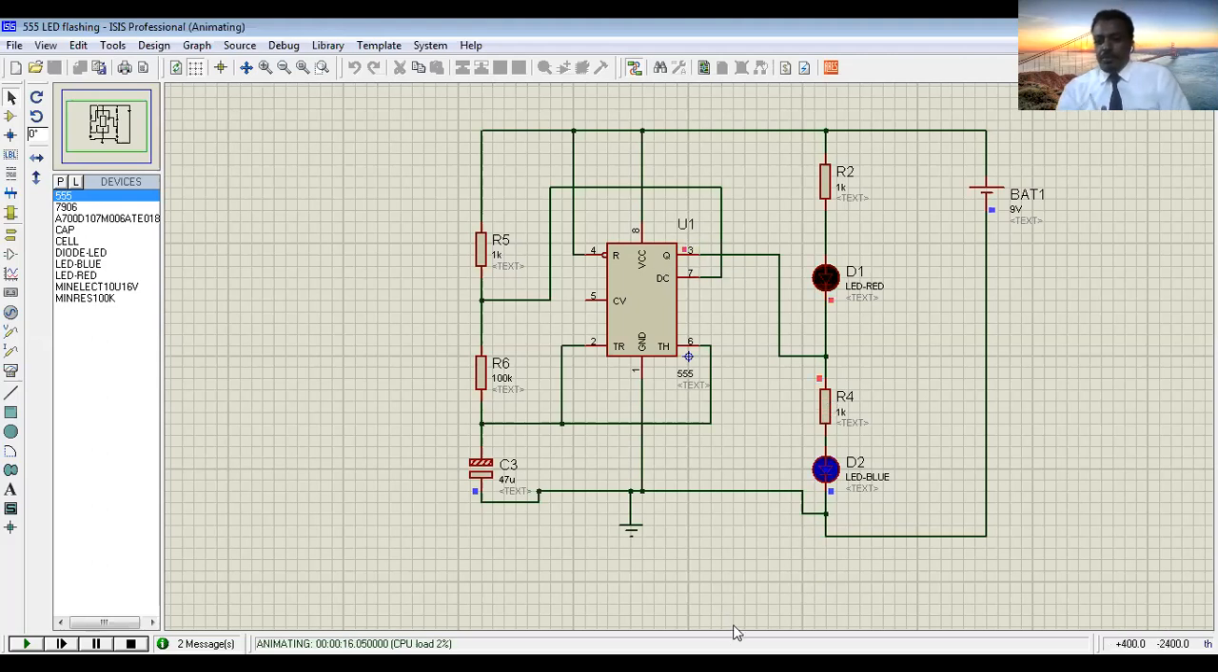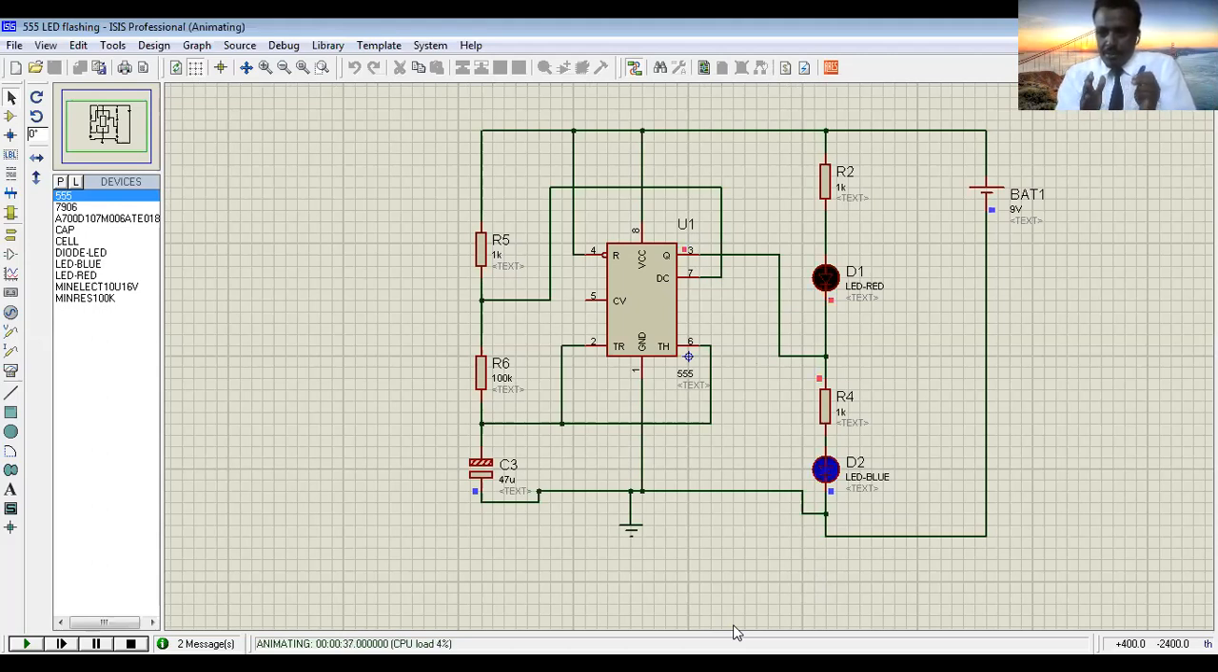Am I applying any input? No. By itself, it changes states from on and off, on and off. Okay? So both states are not stable. At some time they change. Then it will be off. At some time it changes by itself. This mode of operation is called astable mode of operation.